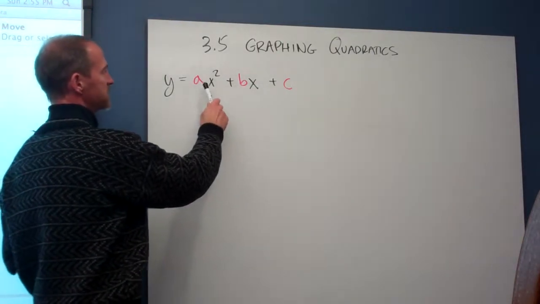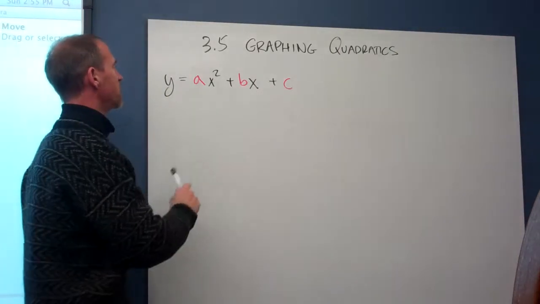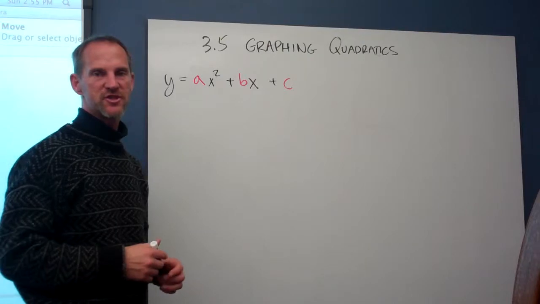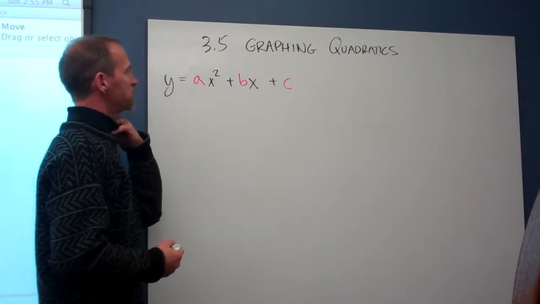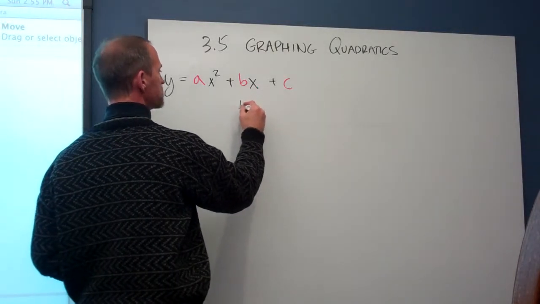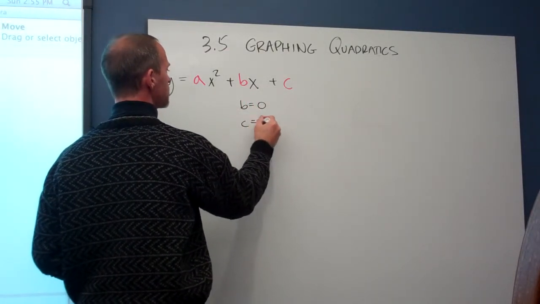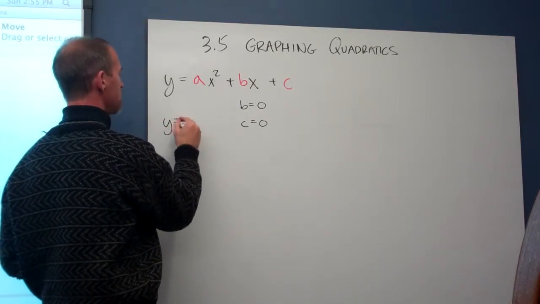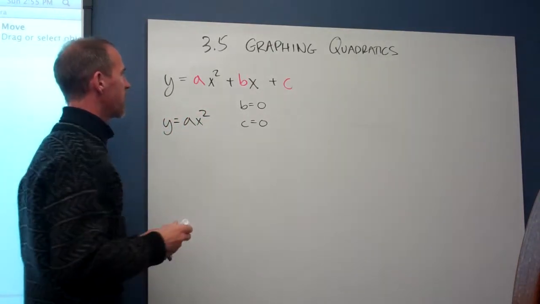So we've got, this is a trinomial, right? And we've got these three parameters, A, B, and C. They're like our control knobs that will adjust the shape of this quadratic when we graph it. We're going to start off simply, and we're going to say, suppose B equals 0 and C equals 0, and we're going to just look at y equals ax squared, okay?